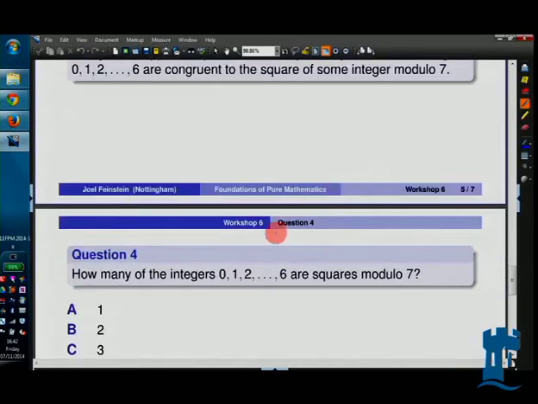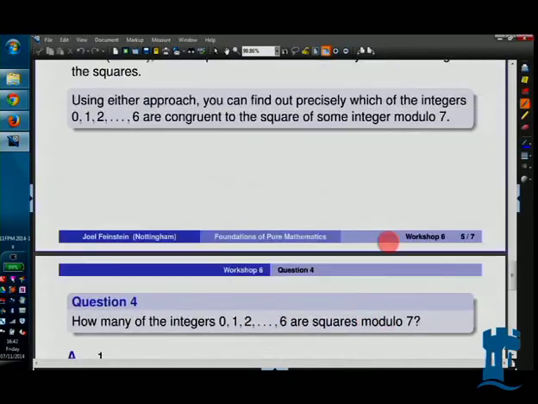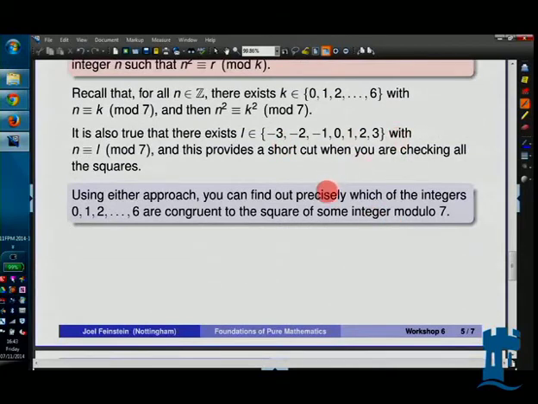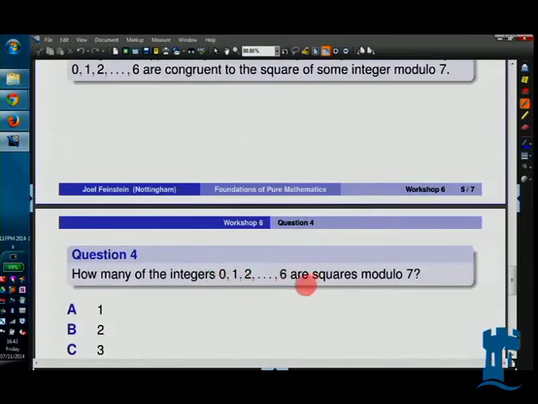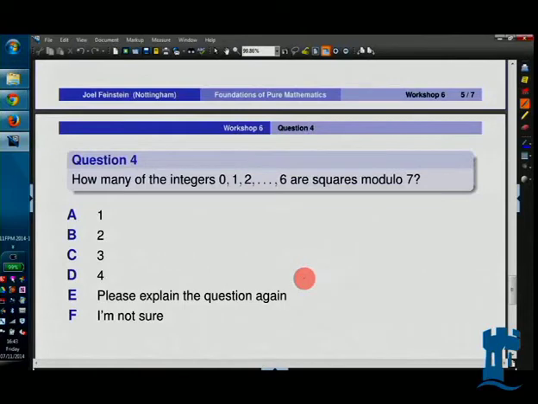Okay? So how many of these integers, 0, 1, 2 up to 6, are squares modulo 7? All you need to do is square these things and see which of these ones are congruent to squares modulo 7. Any other integer, you just get repeats, so you only have to check a few. Okay, we'll let you have a go at that. And probably what you should do is, if you figure that one out, go on and try question 5, because at the end, I'll run through both question 4 and question 5 for you.